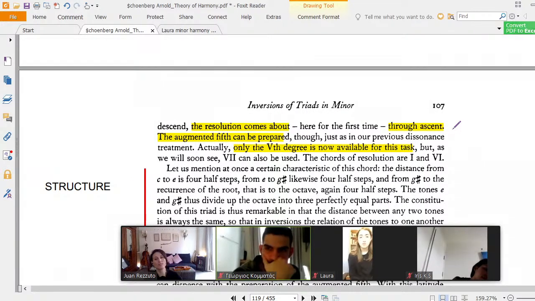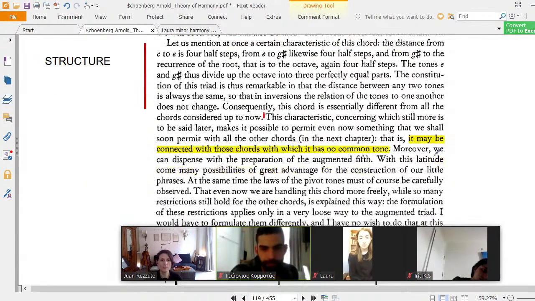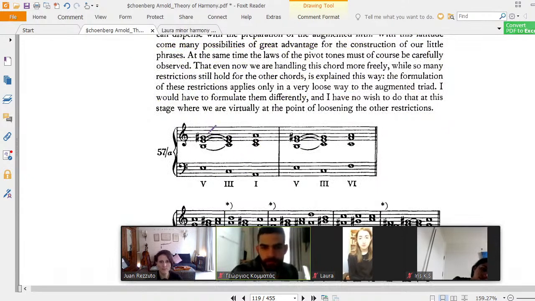Why? Because this augmented 5th, that interval, is basically the leading tone. If you're in A minor, you're going to see that this is the G sharp, this is the third, the C augmented, and therefore, according to the laws of pivot notes, it has to resolve through ascent. In this case, it's going to sound amazing. The only chord that can do this job is the fifth, in a way.